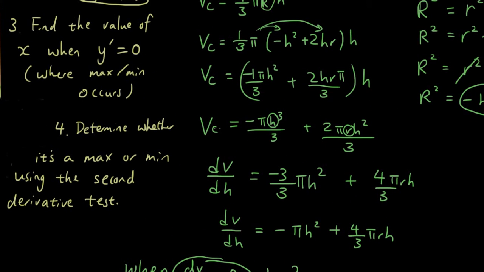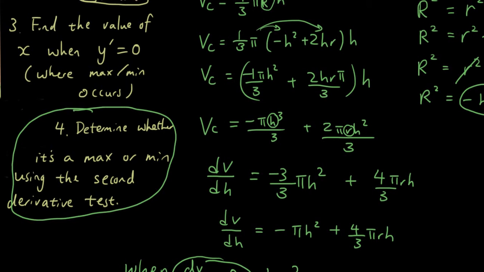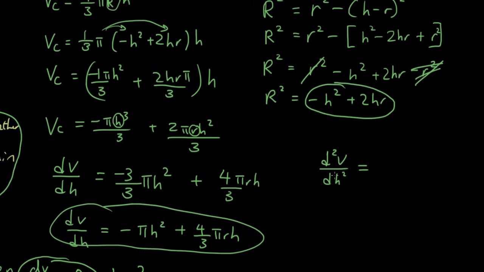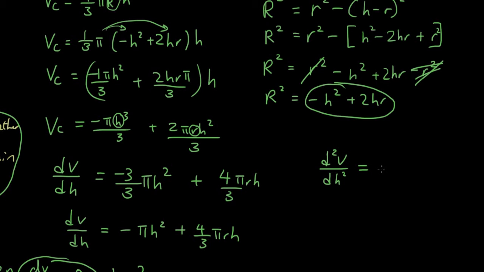So we need to find whether it's a maximum or minimum using the second derivative test. So we now need to find d²V over dh², or d squared V over dh squared. That is, we need to differentiate this expression. So now I'm going to differentiate it to give me negative 2 pi h plus 4 over 3 pi r.